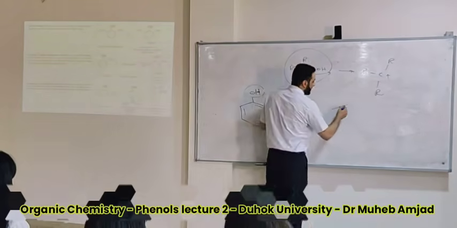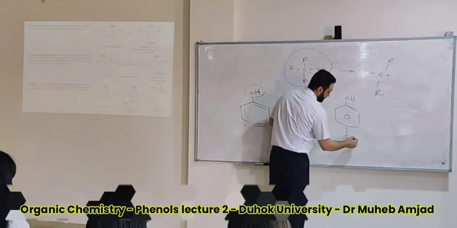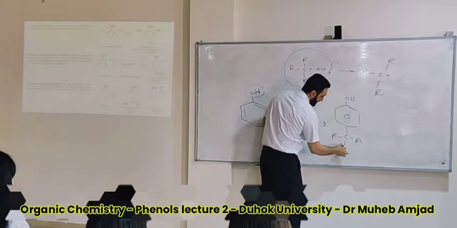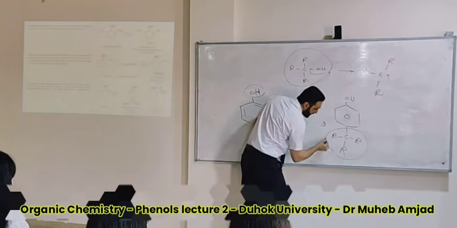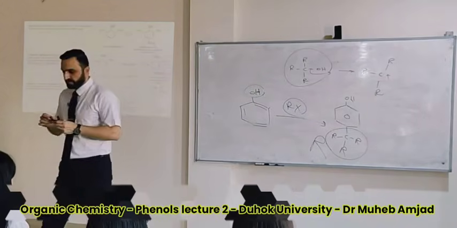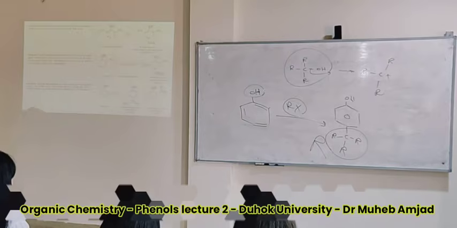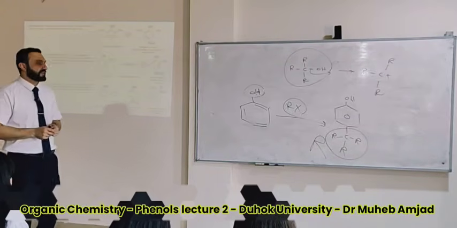It gives you the product with OH and the R alkyl group, alkylation. So we can use alkyl halide RX, and we can also use alcohol, because alcohol can be a source for the electrophilic carbocation.